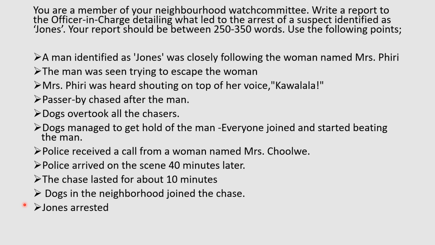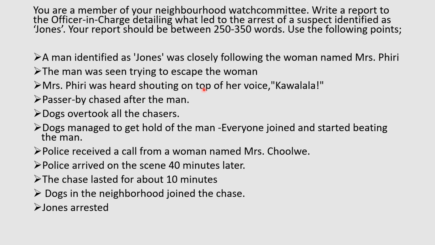Jones arrested. So if you look at this, it might seem like this is the proper sequence of events, but there are some points that don't make sense. So a man identified as Jones was closely following the woman named Mrs. Perry. The man was seen trying to escape the woman. Why is this man trying to escape the woman? It's not making sense. There must be something that happened in between.